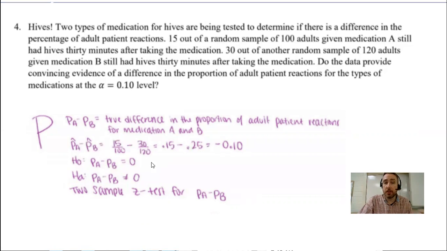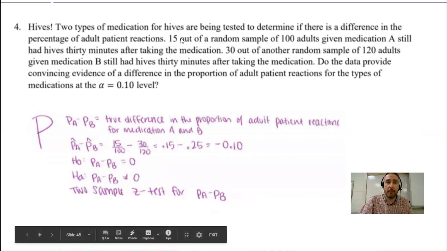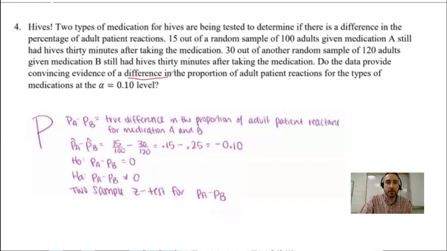So the null would be that there is no difference, so that's equal to 0. The alternative, now this is where we got to be very careful. Do the data provide convincing evidence of a difference? It doesn't say more, doesn't say less, it just says difference. And when you see that, that's a not equal. So that's where you have to look very carefully in those last sentences of the problem to see what your alternative should be. Not equal, it's a two-sided test. So you're going on one and the other side of that normal curve. So it's a two-sample z-test, two-proportion z-test for pA minus pB.